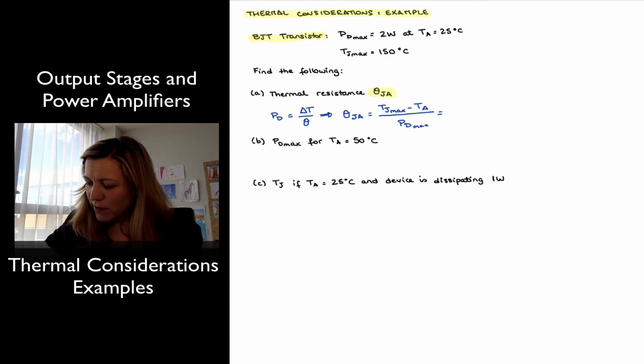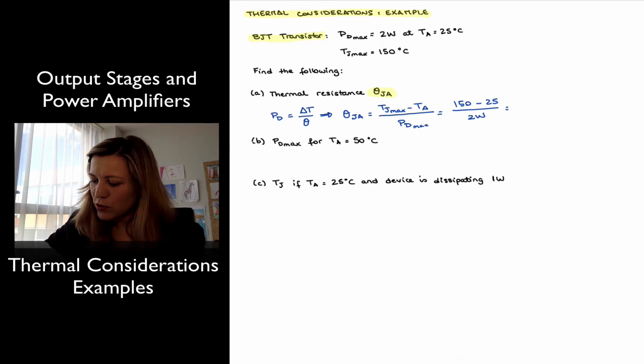And so we will have Tj max, 150, minus ambient temperature of 25 degrees C, divided by 2 watts. And that's equal to 62.5 degrees C per watt.